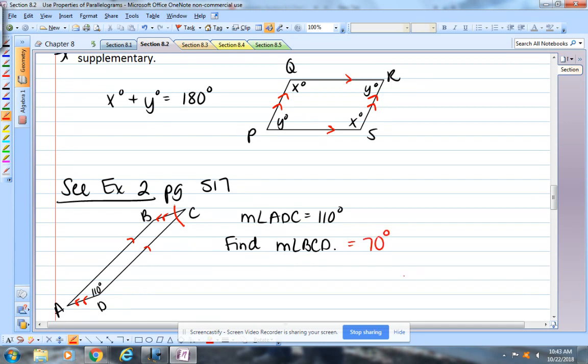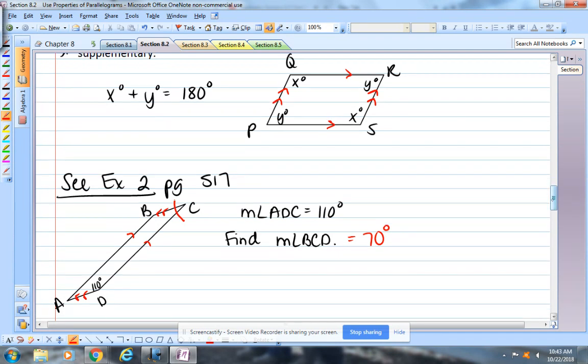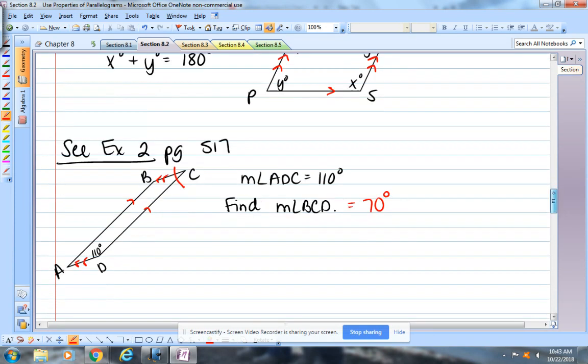So if they're consecutive, they equal 180. If they're opposite, then they are congruent. So what's the measure of angle B going to be? 110. What's the measure of angle A going to be? 70. Okay. And all together, they should add to be what? 360.